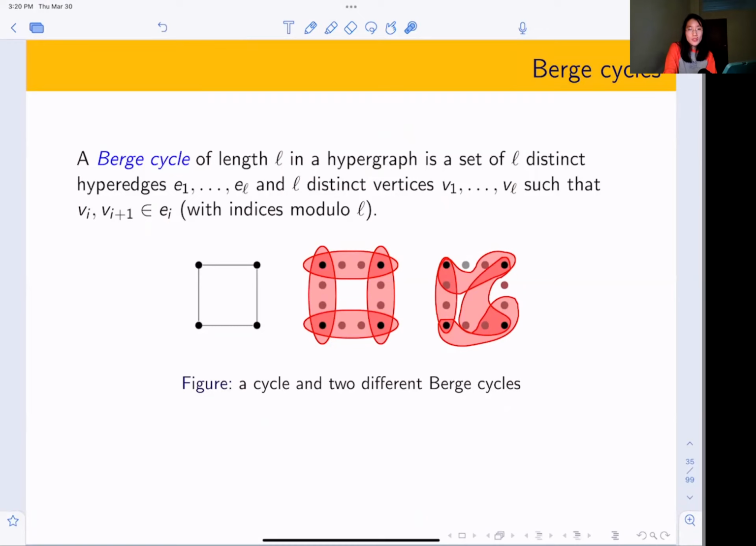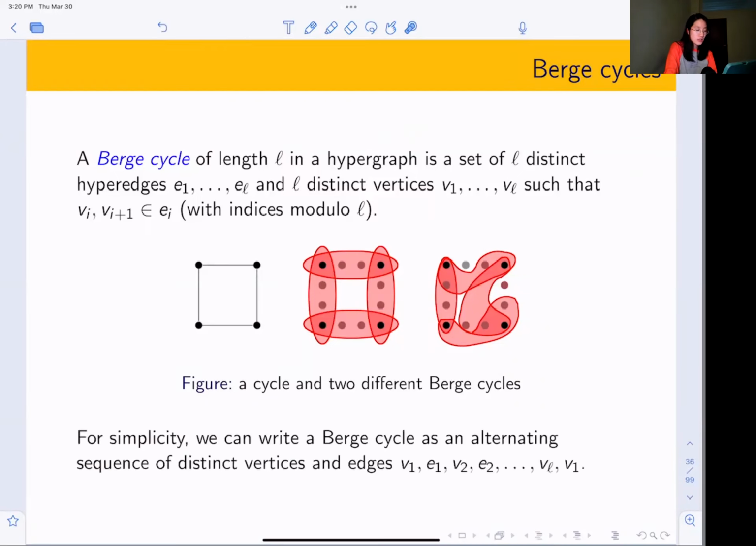So in this picture, we have an example of a 4-cycle, which is a graph, and then 2 different Berge C4s. And there are many other ways that I can draw them as well. So this is a family of hypergraphs, not just a single one. And for simplicity, we can write the Berge cycle as an alternating sequence of distinct vertices and distinct edges, where if I look at some edge, it contains the 2 vertices around it.